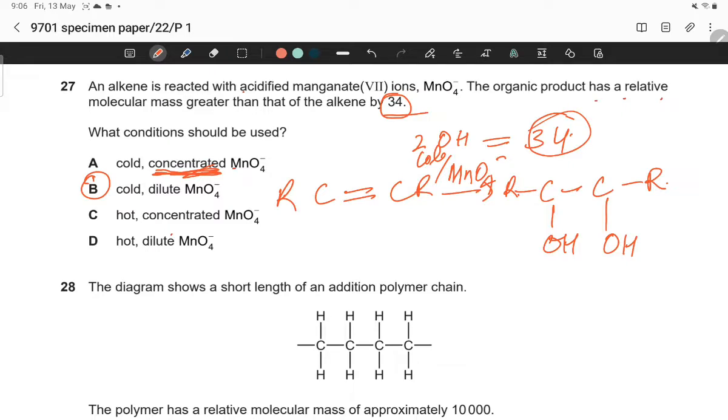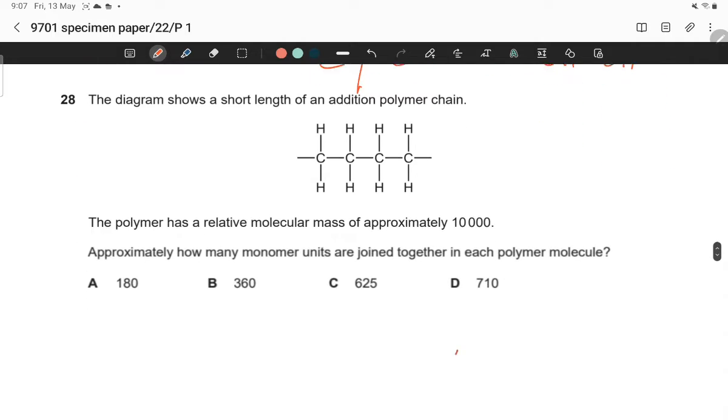Hot concentrated, let's check this option as well. Hot concentrated manganate just cleaves the double bond, breaks the double bond, and 2 carboxylic acids are formed, and hot dilute as well. Okay, so B option is correct.